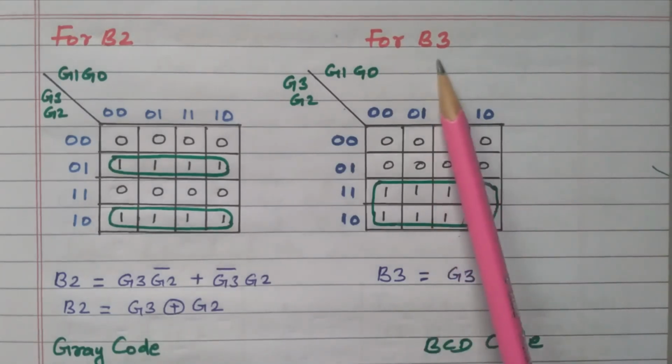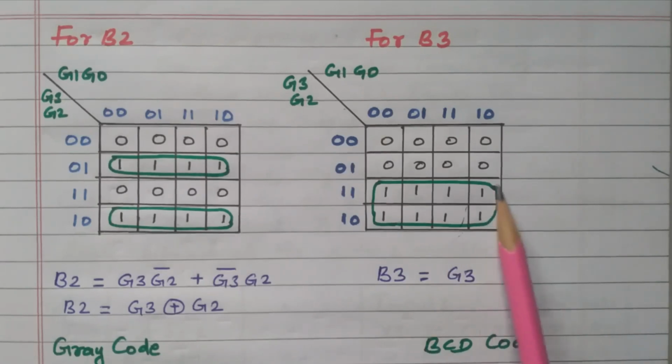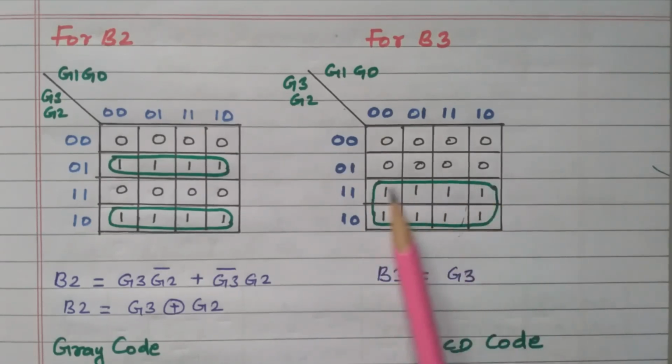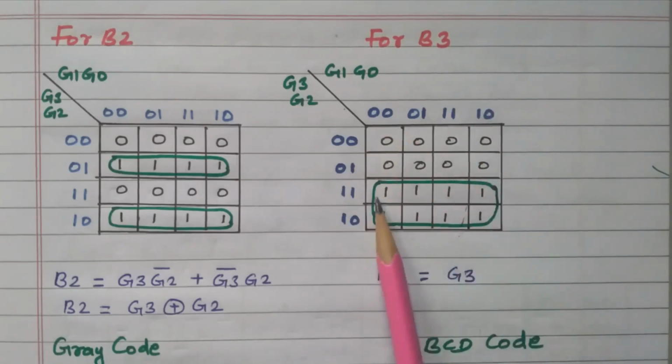Now we'll go to B3. There are 8 ones available: 1, 2, 3, 4, 5, 6, 7, 8. So here all 8 cells are grouped together. The possibility is to group 8 cells. While grouping 8 cells, the corresponding columns get cancelled. All are cancelled. You have to refer to the second, third and fourth rows.